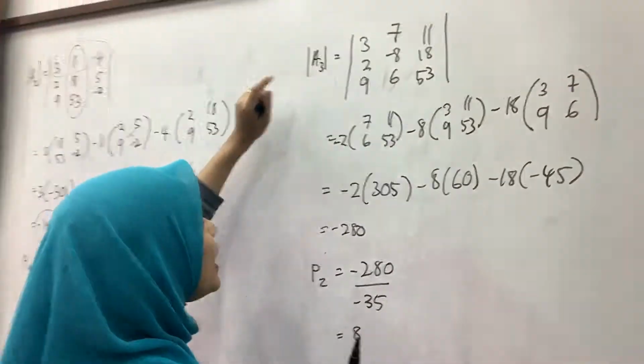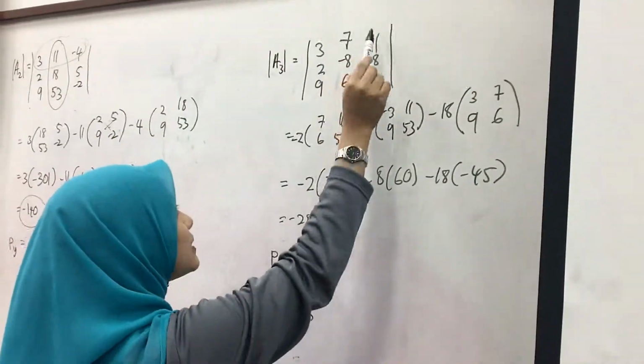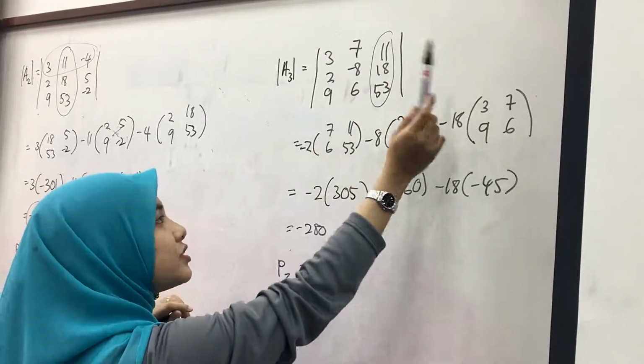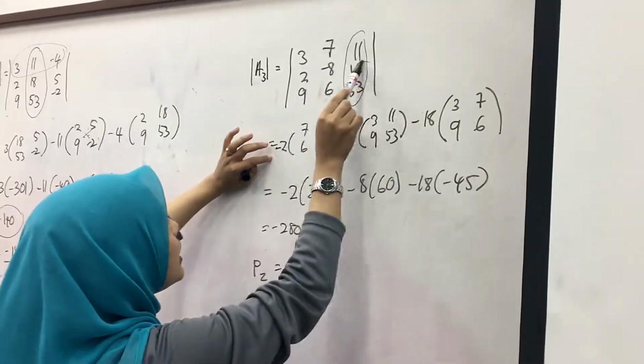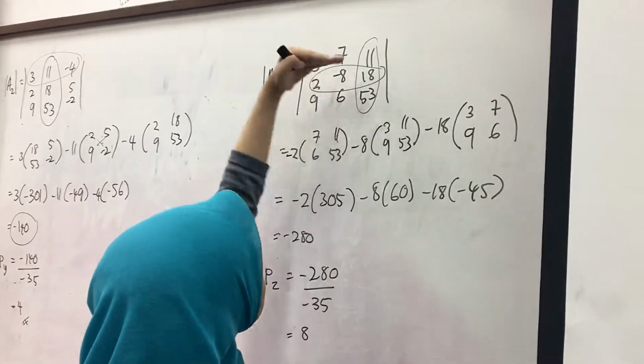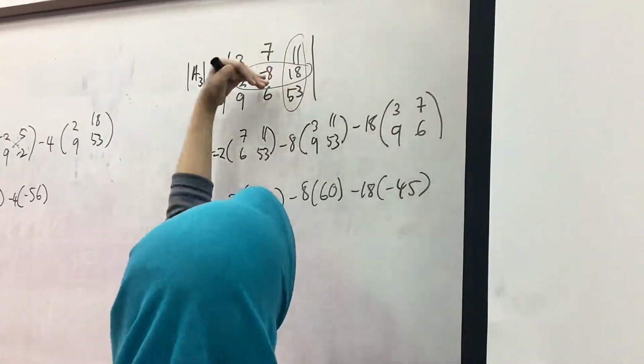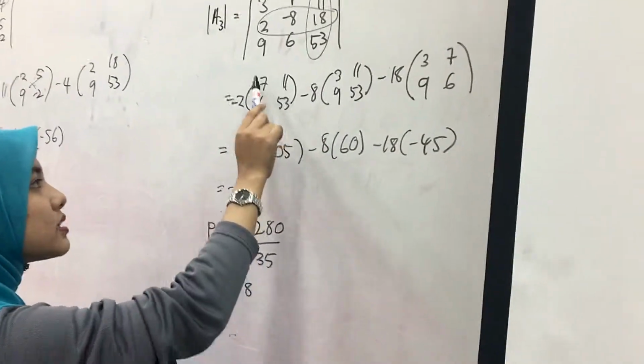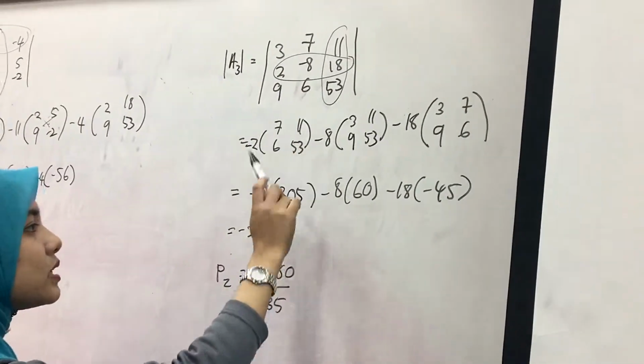So for the Pz, I first have to take the A3 determinant, where I substitute the D in the third row. So I get the A3 determinant like this. I choose this column and this row. So 2, I hide this row and this column, and I get this. Negative 8, I hide this, I get this. And negative 18, hide this, I get this. So negative 2, I just have to multiply 7 times 53 and minus 11 times 6, so I get 305.